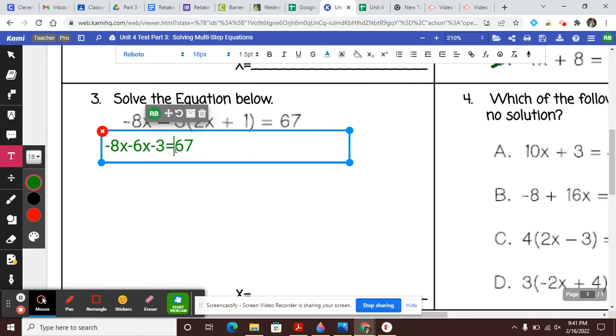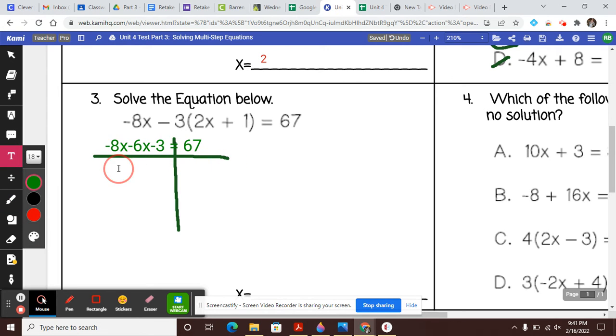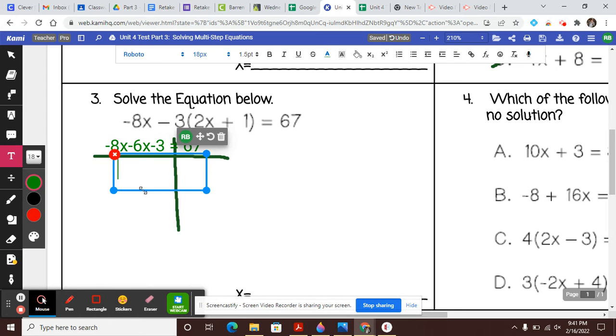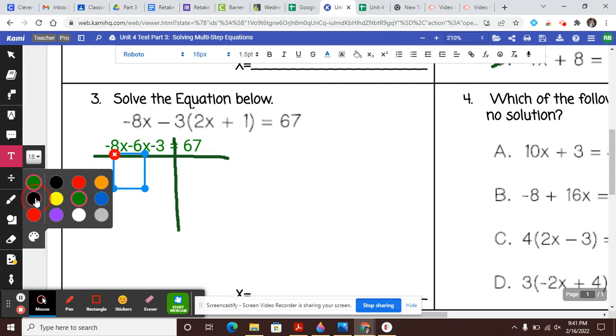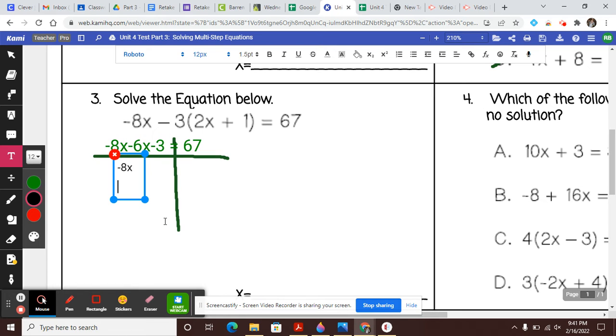So what we're going to do now is we're going to sort through our terms like we've been doing. I'm going to go ahead and draw a line just so that we can see it a little better. Okay, and we will sort starting with our -8. So I'm going to bring that -8 down. I'm going to put it in a text box here and we'll do our -8 in black just so that we have a few different colors here. And we will make that a 12-inch. Okay, so we're going to start with our -8x. Next comes our -6x.